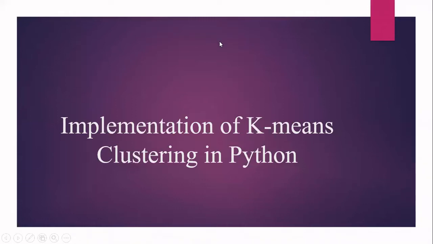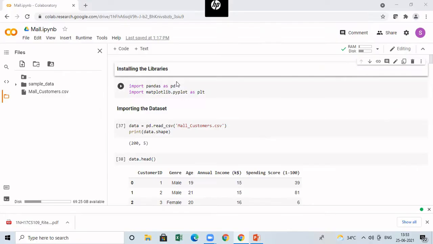In this video, we will learn the implementation of k-means clustering in Python. It's an unsupervised learning algorithm where our data set will not have any target class. Whatever data set is given to us, we are going to group them based upon certain parameters. And in this, I have taken a mall customer data set.